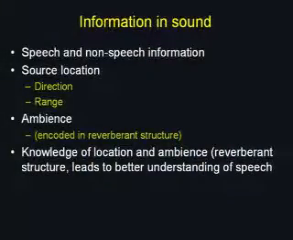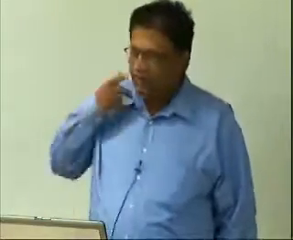So the kind of information people want to capture out of sound is, of course, speech and non-speech utterances. There is a tremendous amount of work which has gone on in automatic speech recognition, but most of that is with close-talking speech, so speech captured by microphones right next to you. But there's other information in sound. For example, where the source comes from, and this includes both the direction and the range of the source. The sound you receive in a room or outdoors also captures information about the ambience. It has information about the reverberant structure, the materials of the room, the size of the room, and so on. All that information is available in the sound which you receive.